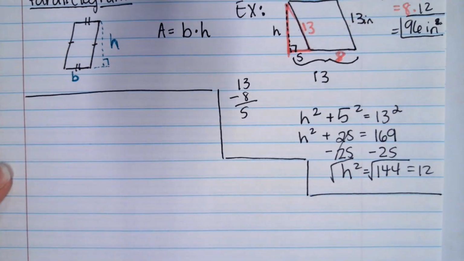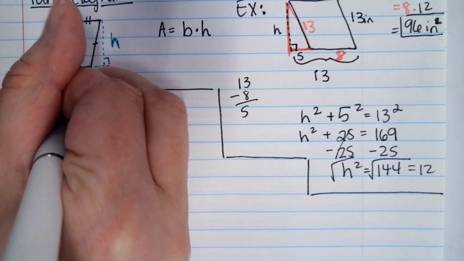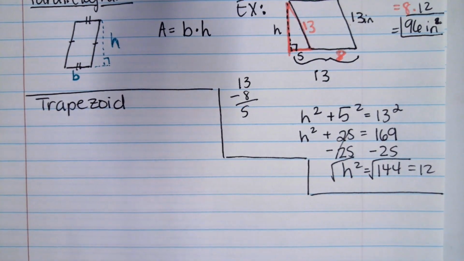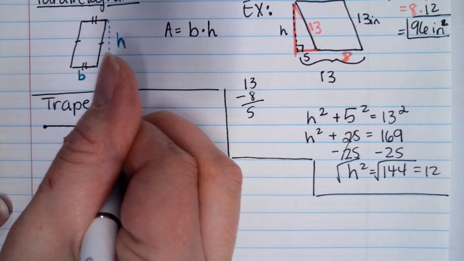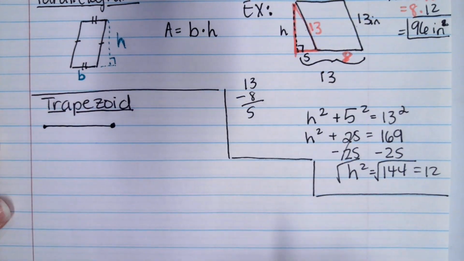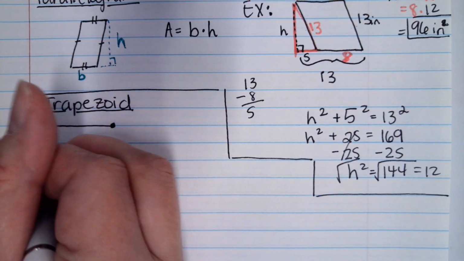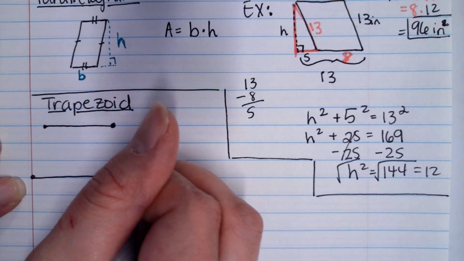I'm trying to keep my notes relatively organized. Okay, so we got a trapezoid. So a trapezoid, go ahead and draw it. It's different from a parallelogram because it only has one pair of parallel sides. So you only have to worry about one pair.